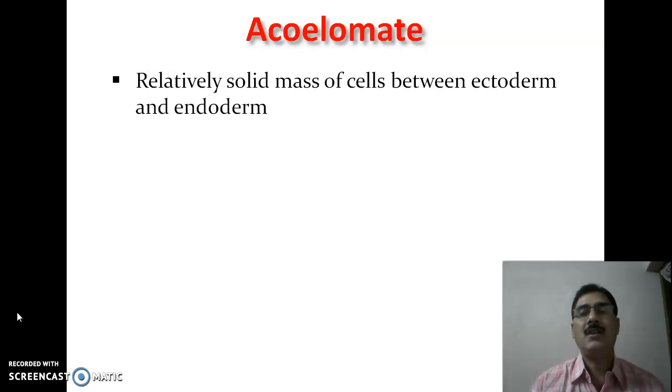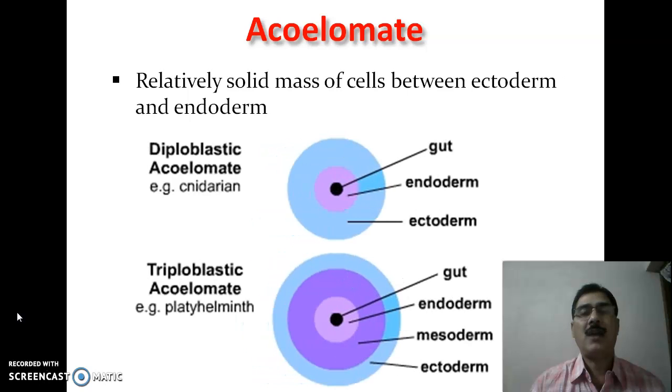Now let us discuss each group. First, the acoelomata. There is a relatively solid mass of cells between ectoderm and endoderm. As you can see, there are two examples here. In one, the diploblastic acoelomate, which belongs to phylum Cnidaria or Coelenterata, where you can see the gut, there is the presence of an endoderm, light purple colored, and a light blue colored ectoderm, and there is no mesoderm.